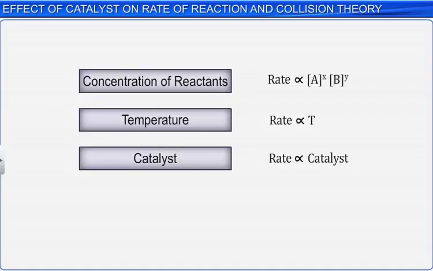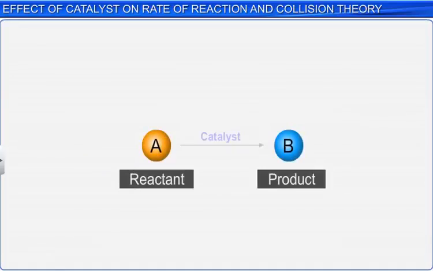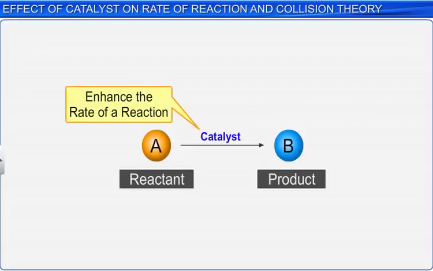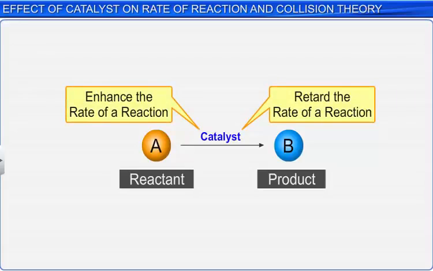We know that the rate of a reaction depends on the concentration of its reactants and the temperature. Along with the concentration and temperature, a catalyst also has a major effect on the rate of a reaction. A catalyst is defined as a substance that alters the rate of a reaction without itself undergoing any permanent chemical change. A catalyst thus can enhance or retard the rate of a reaction.